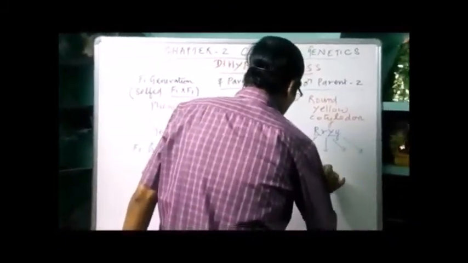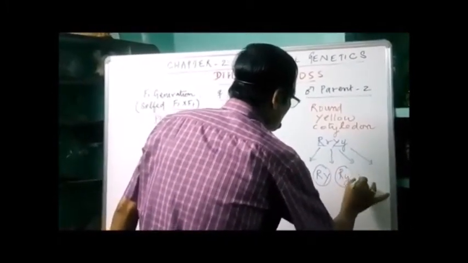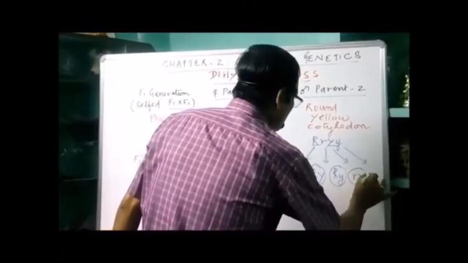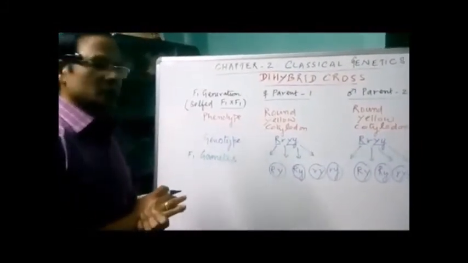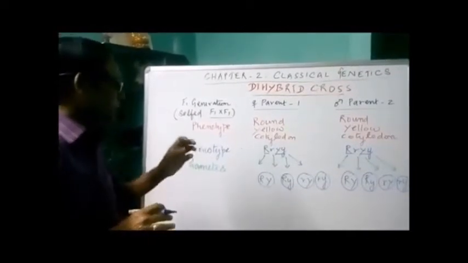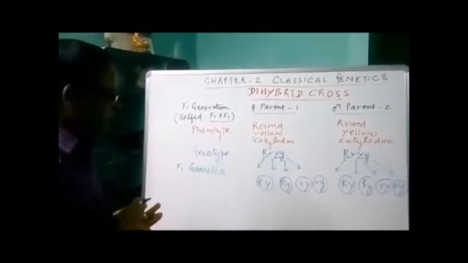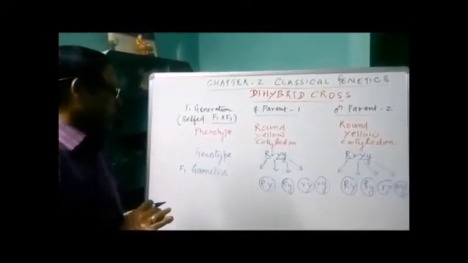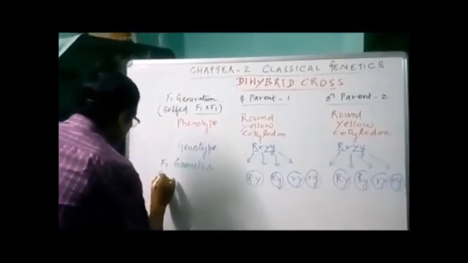So I am writing once again. Capital R may combine with capital Y, or it may combine with small y. Small r may combine with capital Y, or small r may combine with small y. This is what is actually called independent assortment of the genes, so that we have different combinations of gametes. In the case of dihybrid, 4 gametes will be produced. If it is a trihybrid, we are getting 8 gametes. Now how can you remember? Now these are all F1 haploid gametes.